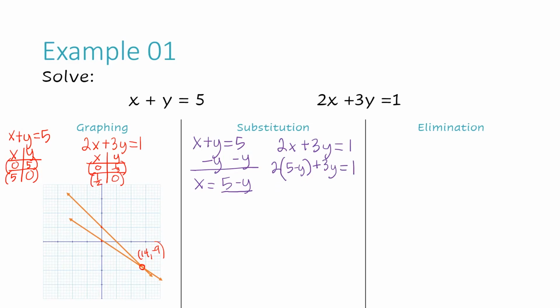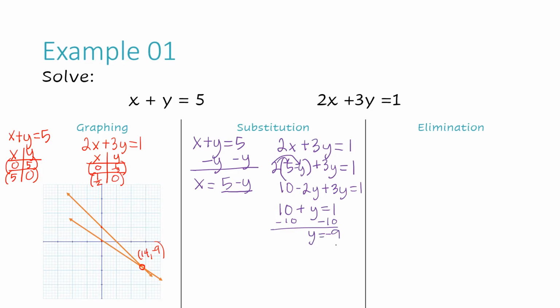Distribute here, 2 times 5, and then 2 times negative y. So this is 10 minus 2y plus 3y equals 1. Now I can simplify my negative 2y and my plus 3y, and I would get just a positive y equals 1. And then subtract 10 from both sides, and that's going to give me y equals negative 9.